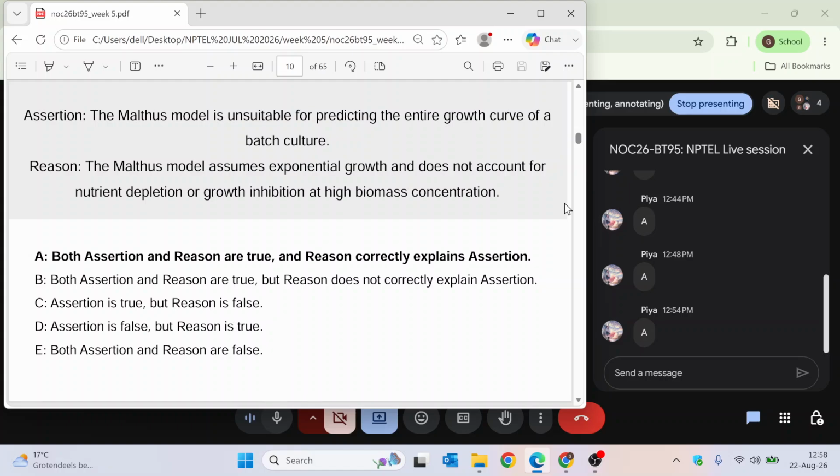Again, talking about the reason, the Malthus model assumes exponential growth, that we saw, and does not account for nutrient depletion or growth inhibition at high biomass concentration. So that is what we have discussed so far on the assumptions, as well as what is the model that Malthus proposed. So both the assertion and reason are true, and the reason is a correct explanation for the assertion. So you may have a doubt then, why do we even have the Malthus model, where is it used?